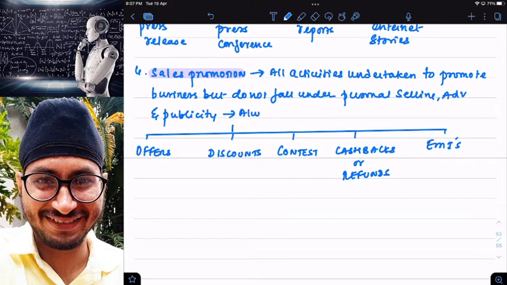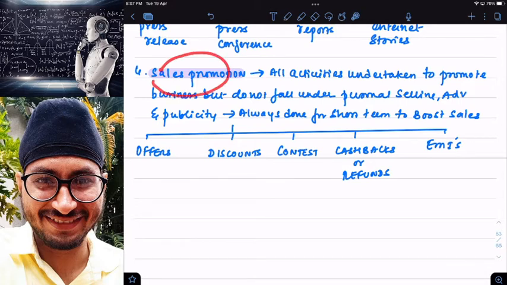And remember one thing: sales promotion is always done for the short term to boost sales. Let us say for example Flipkart's Big Billion sales, or Amazon's Great Indian Sale. They are examples of sales promotion. Do you think Amazon's Great Indian Sale or Flipkart's Big Billion sales will be there for a lifetime? No, they will be there only for a limited time.